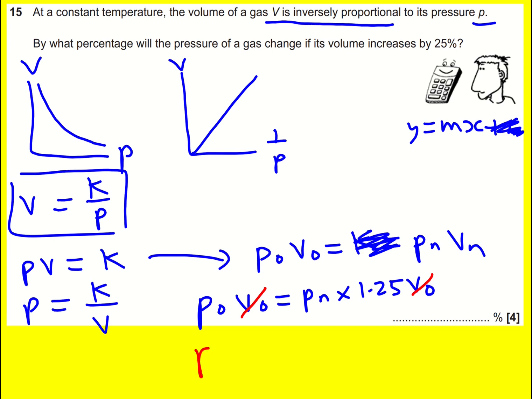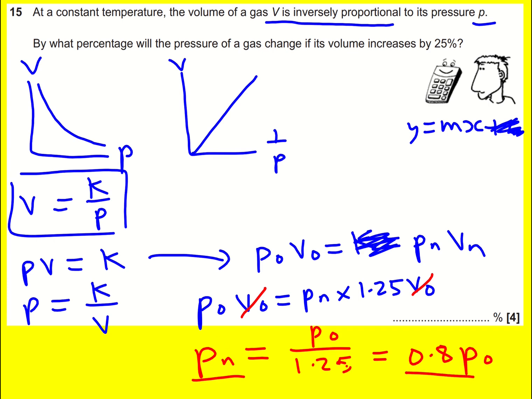So if I want to work out what's happened overall, well, the new pressure is going to be P0 divided by 1.25. And if you work out what 1 divided by 1.25 is, it's actually 0.8. I've turned it into a decimal. I'm not dividing by a number now. I've got a decimal. It's 0.8 P0. So I'm there. I've got the new pressure is 0.8 of P0. That means that it's 80% of P0. They're the same thing.